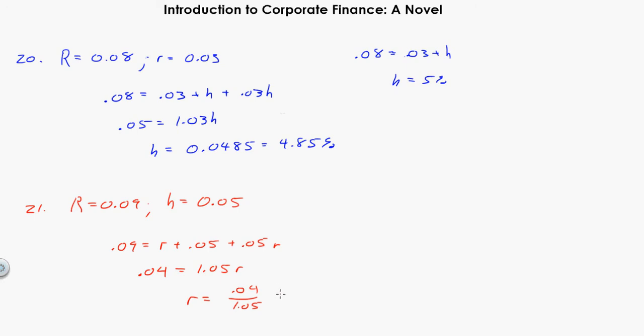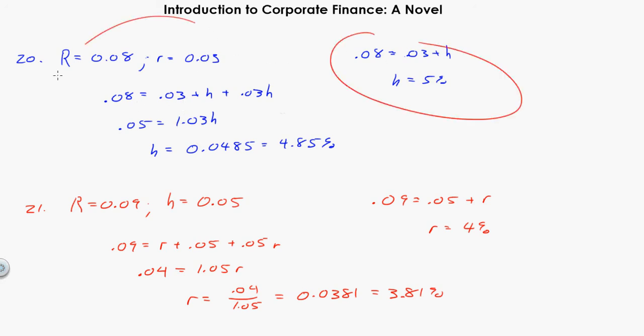And that should be equal to 0.0381, which is of course 3.81%. And doing this the approximate way, 9 is approximately equal to 0.05 plus real, so real is equal to 4%. So those are easy mathematically. It's just making you aware of the relationship can be approximate or exact, and just crunching through the numbers.